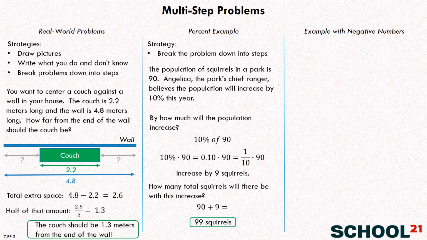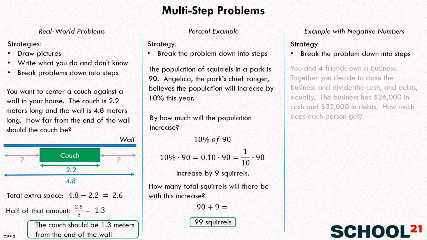Basically the way that we got to that is, again, just slowing down and taking it one step at a time, breaking that problem down into its individual steps. Now let's do an example with negative numbers over here. Same thing, we're going to break our problem down into steps.